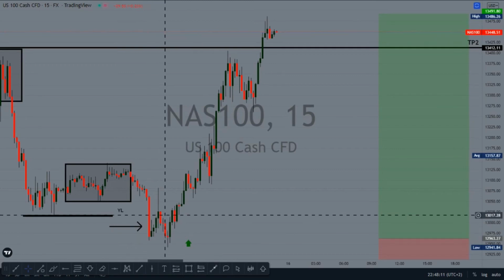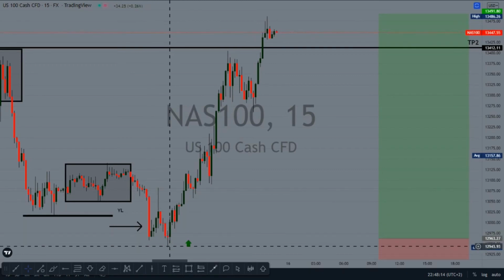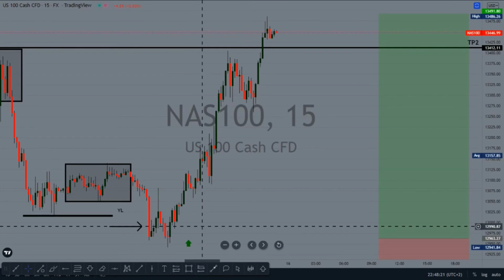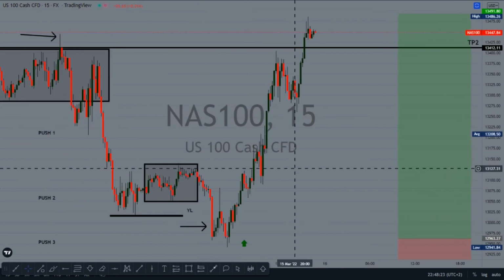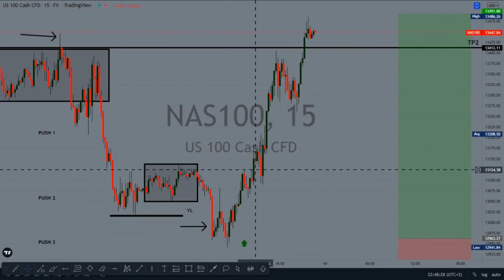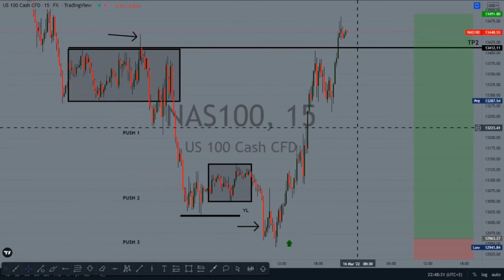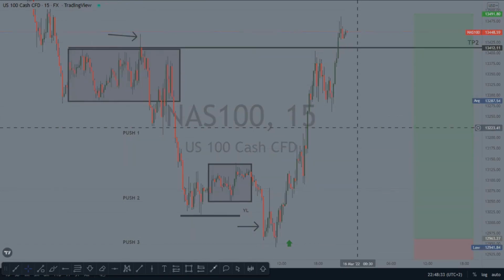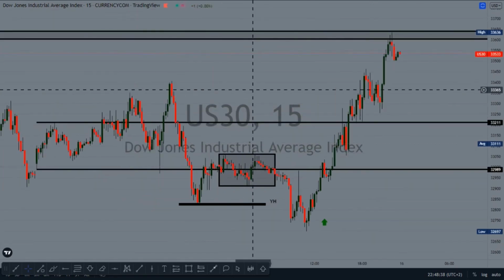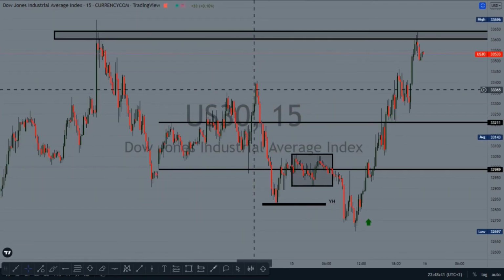The market shoots away from the low of the day, the market comes back, the market hits all these traders' stop losses and induces traders again to go the wrong way. Then the market slowly moves away from these traders, and you can see it's push 1, push 2, and then push 3. So we're also going to look at this pattern on the US30. Let's take a look at what's happening on US30, guys.